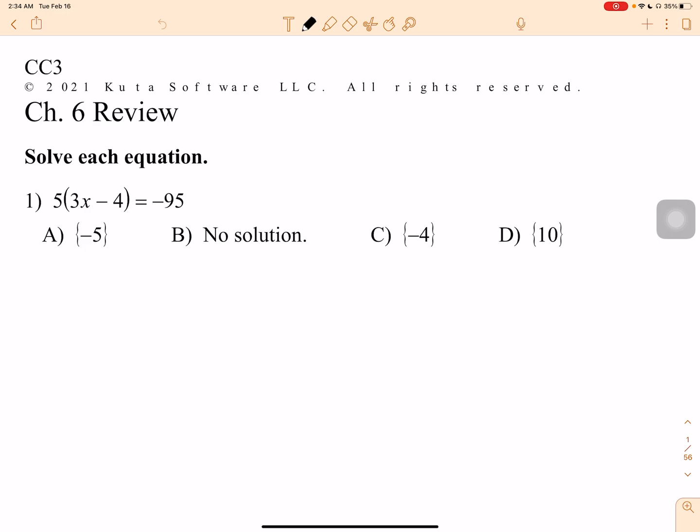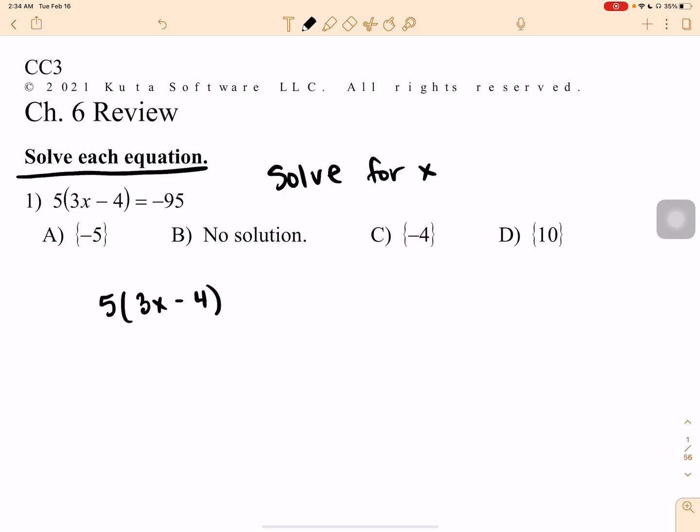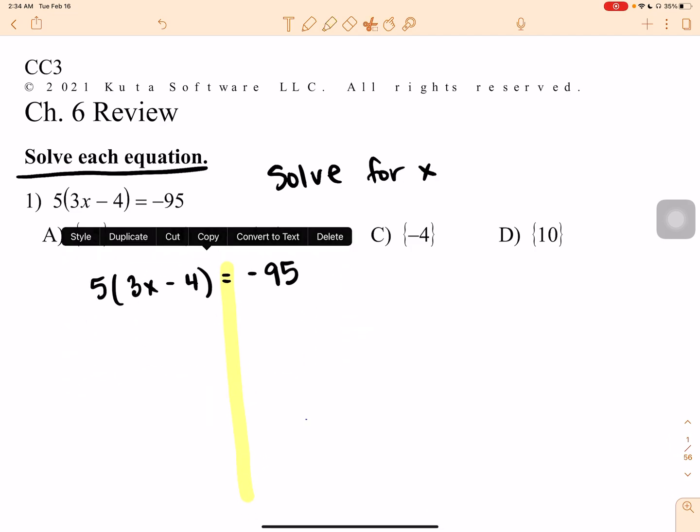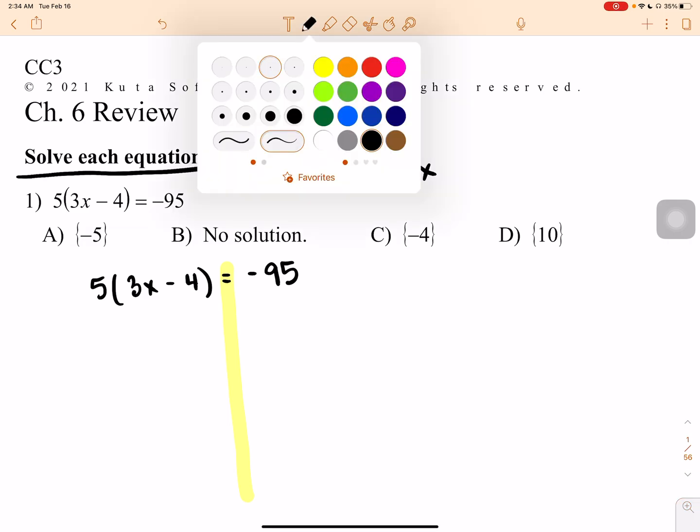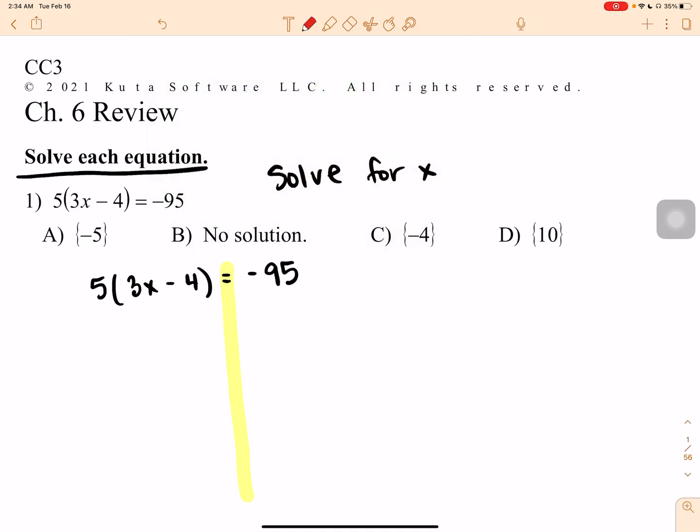So here for the first one, we are asked to solve each equation. So in other words, that means to solve for x. Okay, so if I have 5 times 3x minus 4 equals negative 95, let's go and draw our line down the equal sign. Now I'm going to move relatively quickly because this is a video and you have the ability to pause. So make sure that you are pausing throughout the video to grasp the concepts and make sure that you do understand what I'm doing.